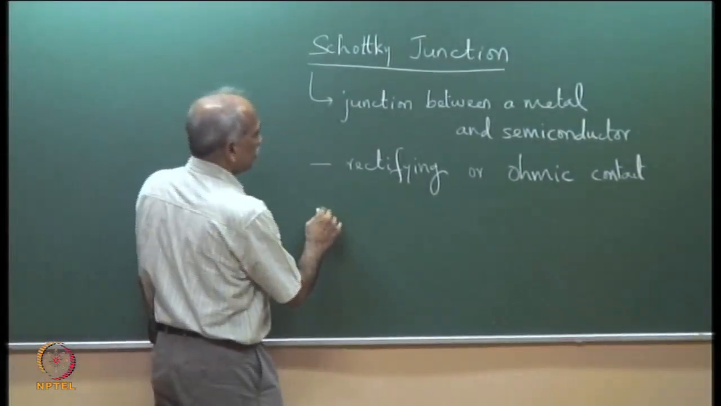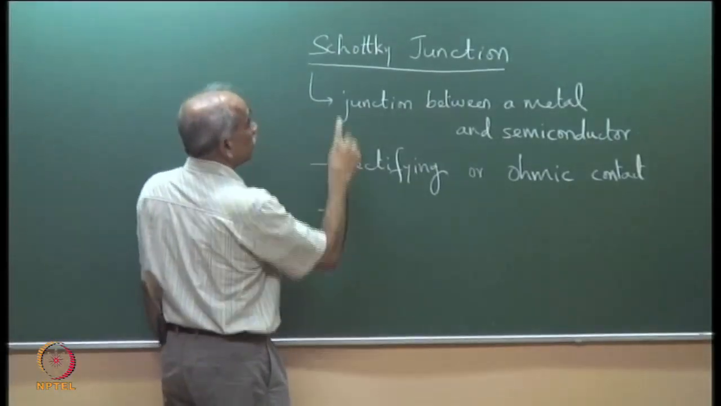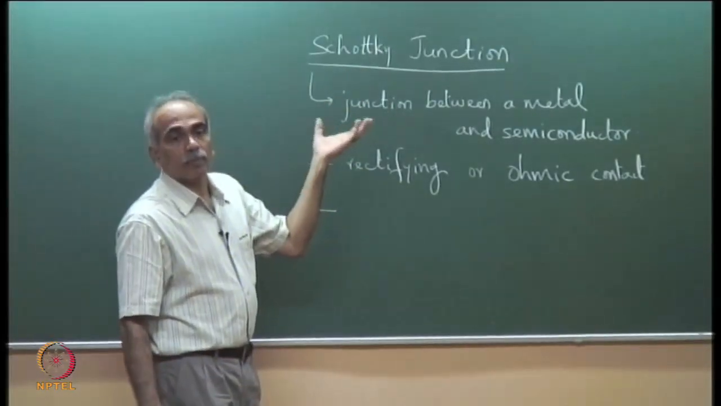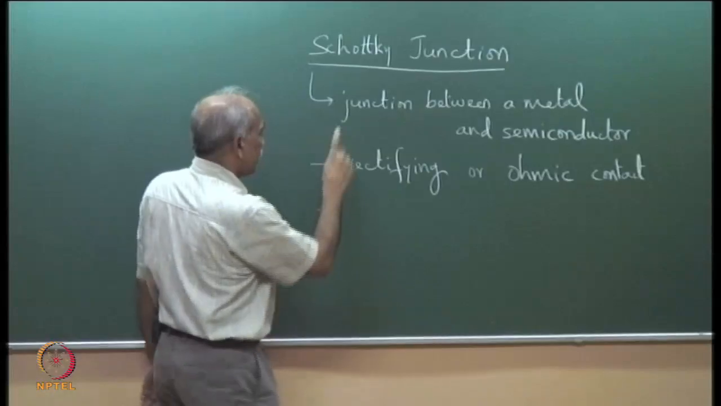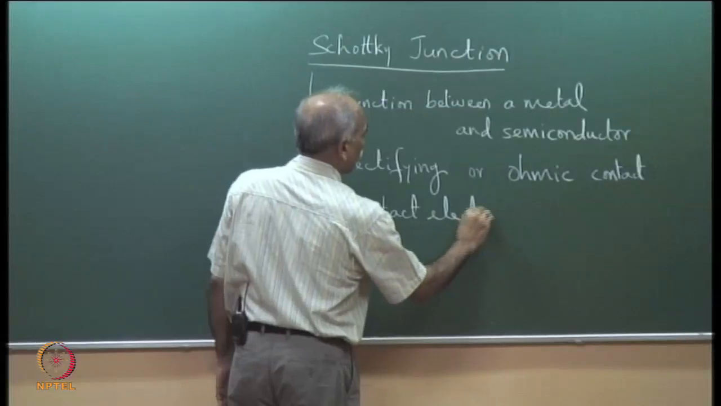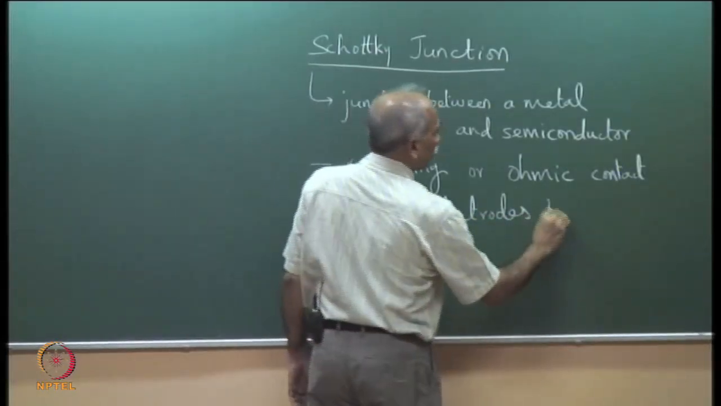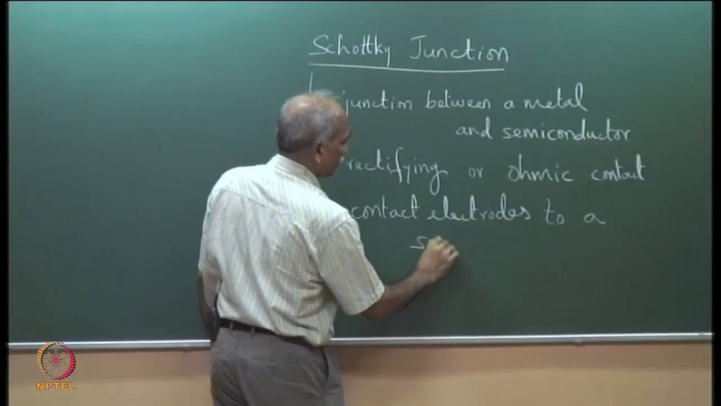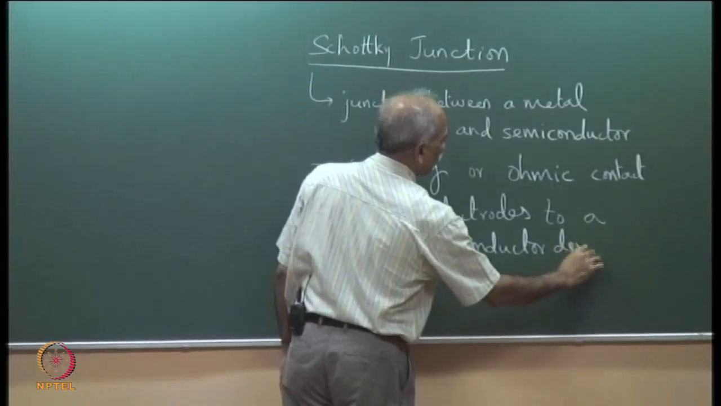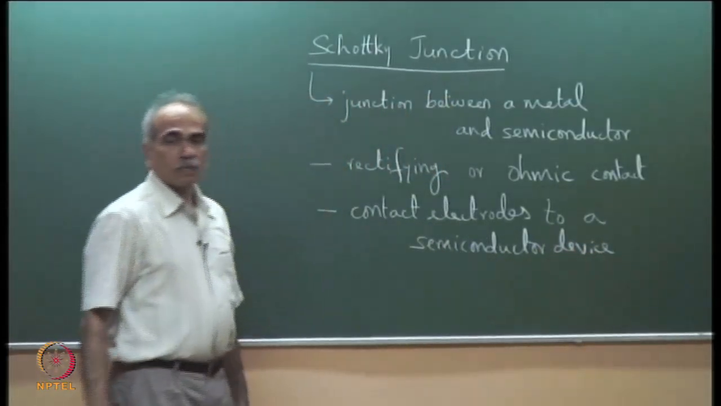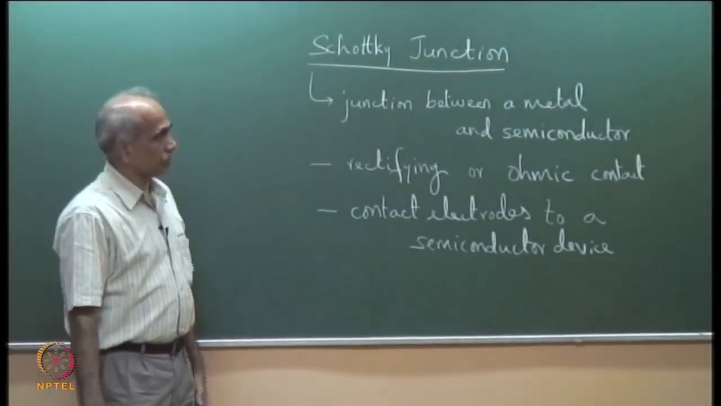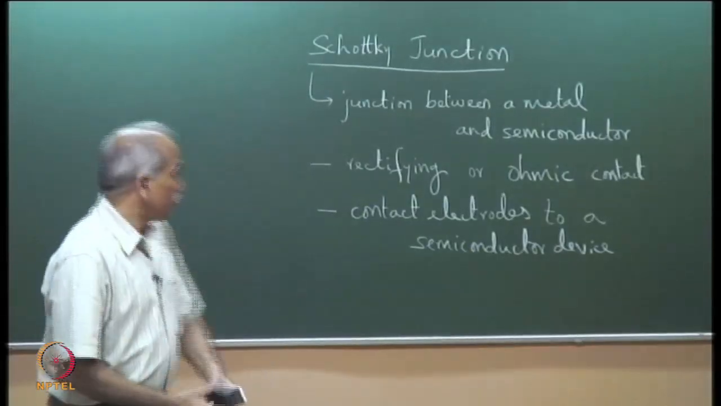As you can appreciate, this is important because it provides contact electrodes, or metal contacts, to a semiconductor device. Therefore, metal semiconductor junctions are important in device characteristics. So, let me briefly talk about this.